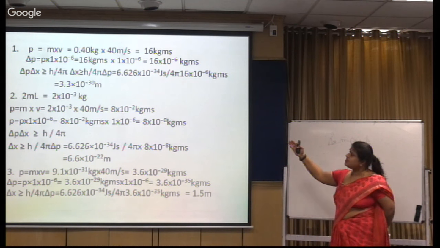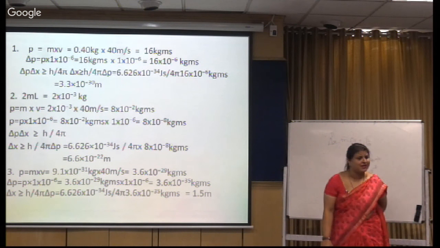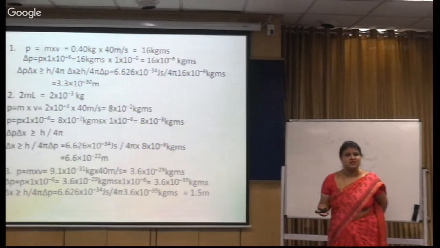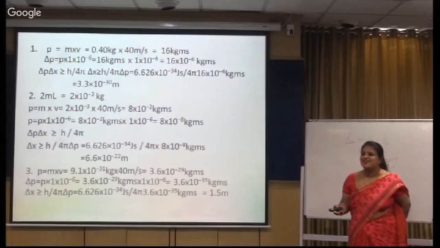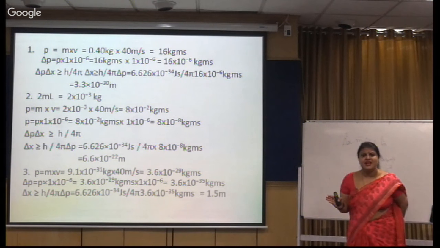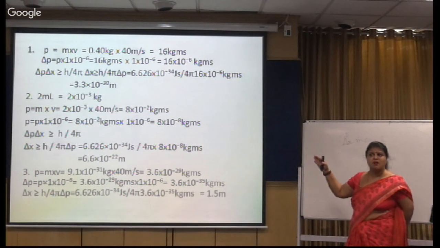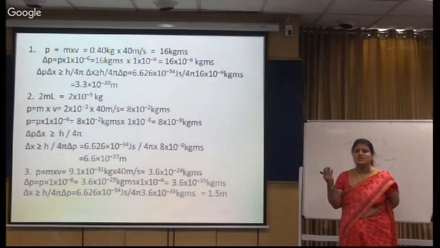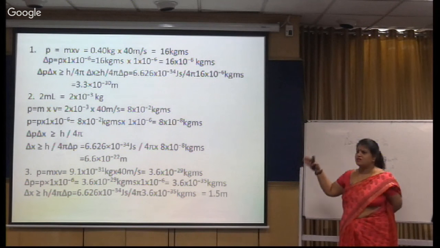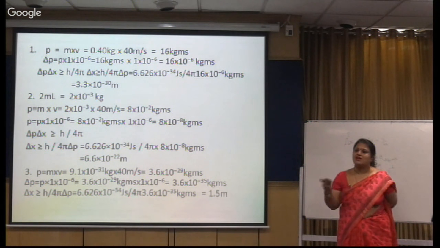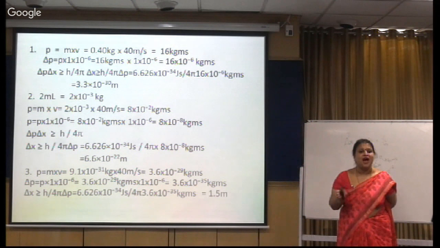So does the uncertainty of the order of 10 to the power minus 30 meter or 10 to the power minus 22 meter carry any importance? This uncertainty is negligible or almost doesn't exist. So what does this indicate? That for these two macroscopic particles, there is no uncertainty in position. Uncertainty in position is negligible. That is, for both these, whether it is a football or 2 ml of water, the position as well as momentum both can be determined simultaneously and accurately.